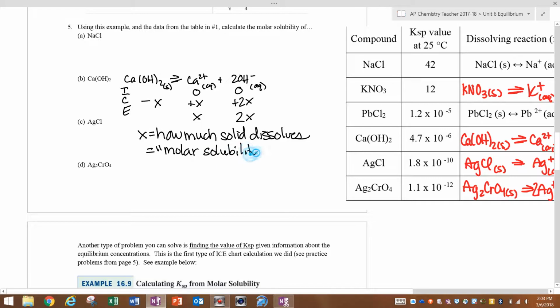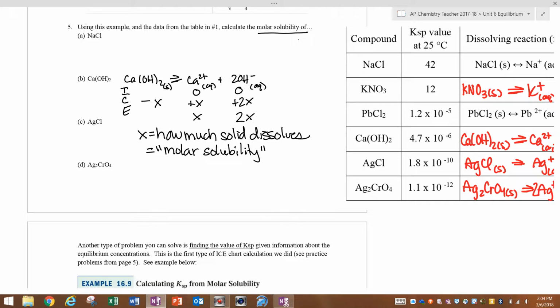So solubility is what we use to describe how much of something will dissolve. Molar meaning we're doing that in terms of molarity. So if a question asks you to find the molar solubility, they're basically asking you to solve for X in this kind of ICE chart scenario.